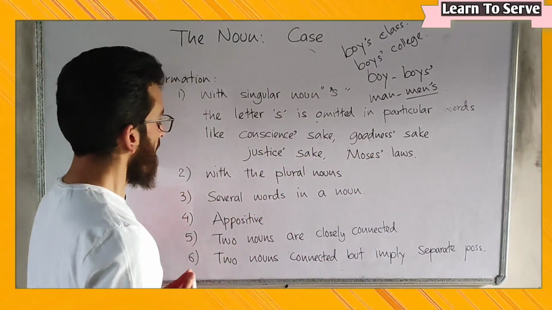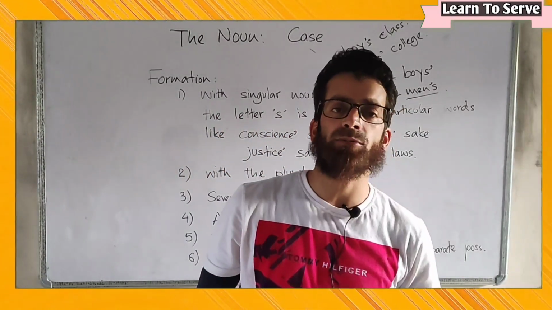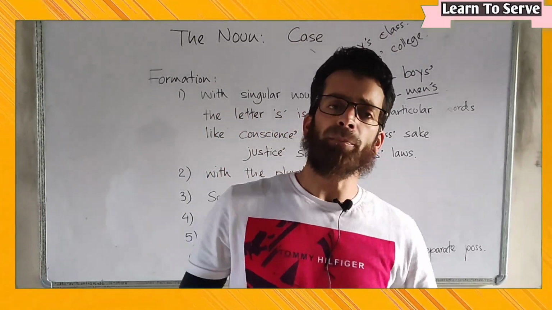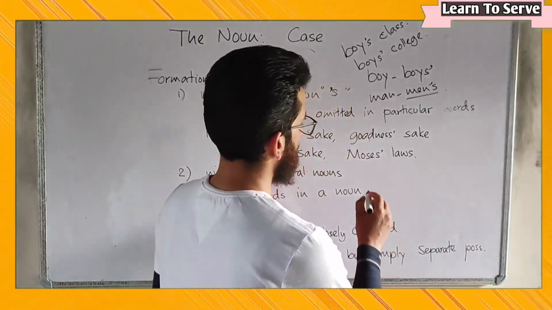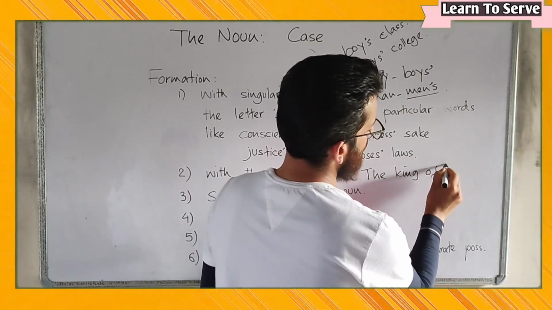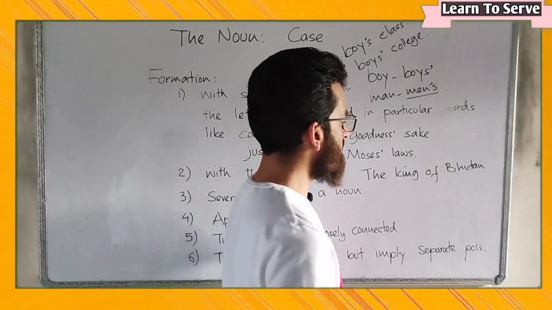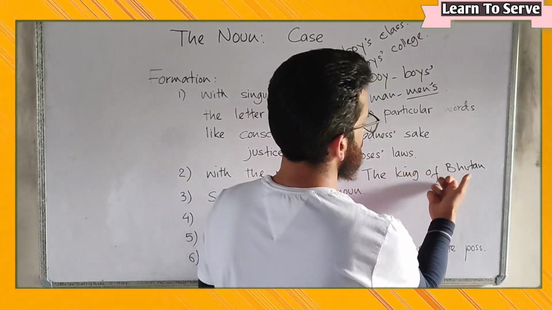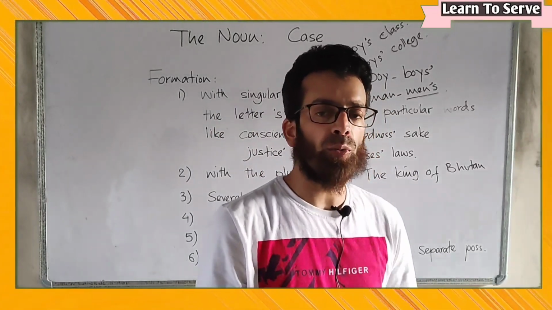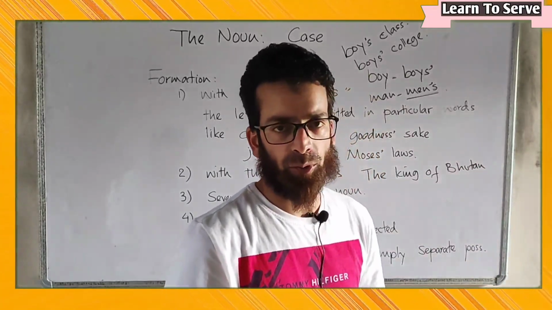Okay, let's move towards the third point. Several words in a noun. We have compound nouns, as we have already discussed them in the introduction of nouns. For example, we can say the king of Bhutan. This compound noun comprises 1, 2, 3, 4 words, and if you have to show possession, what do you have to do? Put apostrophe s at the last part of the noun.